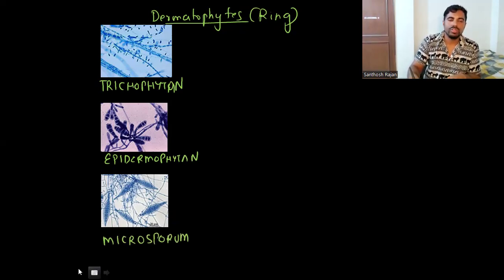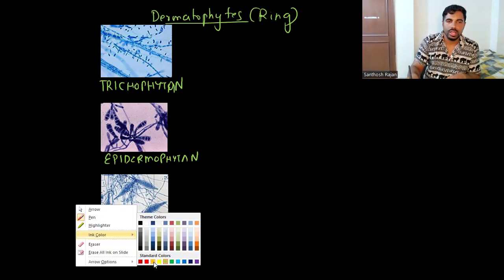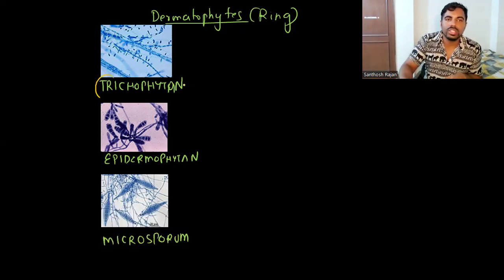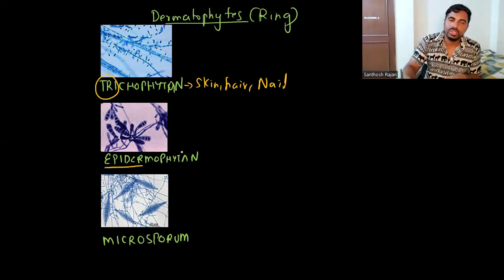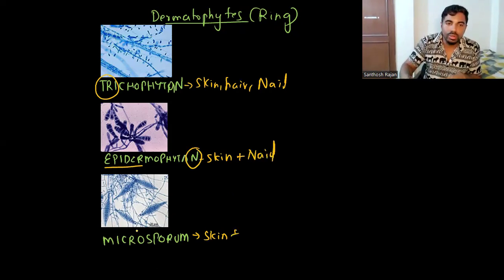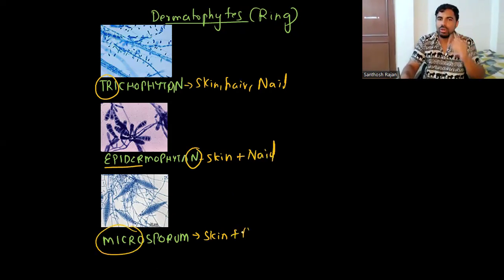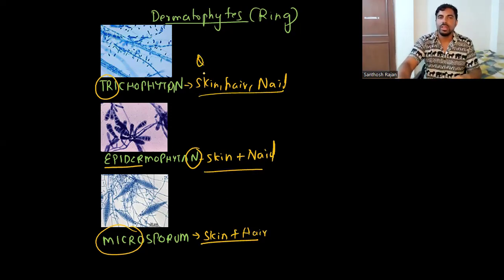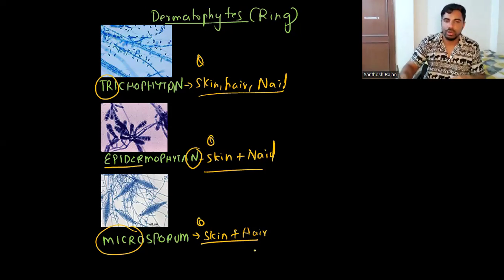These are the three. Now you should know first of all which one affects which organs. Tri means all three: skin, hair, and nail. Epidermophyton: skin is always there, because it is a skin infection. Since it ends with N, it is skin and nail. In Microsporum, micro means hair, so skin and hair. This is a question. Skin and hair, micro hair. These days everyone has hair falling down, so we have micro hair.